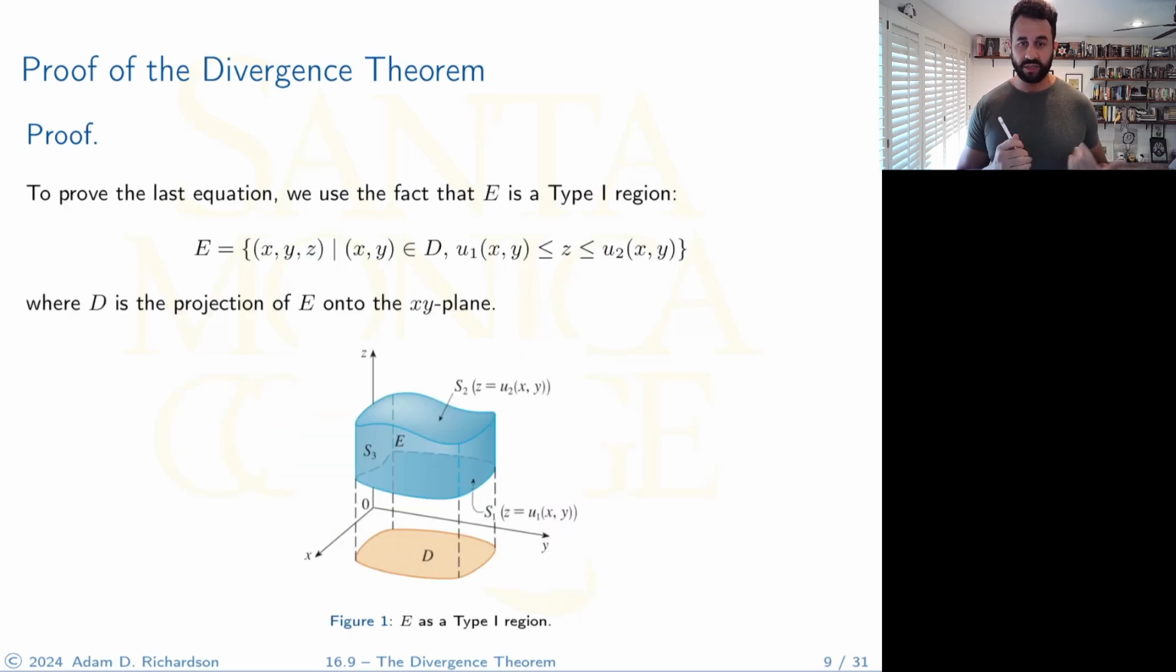Okay, so here we go. To prove the last equation, we are going to leverage the fact that E is a simple solid region. In particular, we're going to use the fact that it can be considered as a type 1 region. You don't need to remember the types, but a type 1 region just means that you can integrate between two surfaces that are in terms of x and y. So what is D? D is the projection of our region E onto the xy-plane. That's what D is down here.